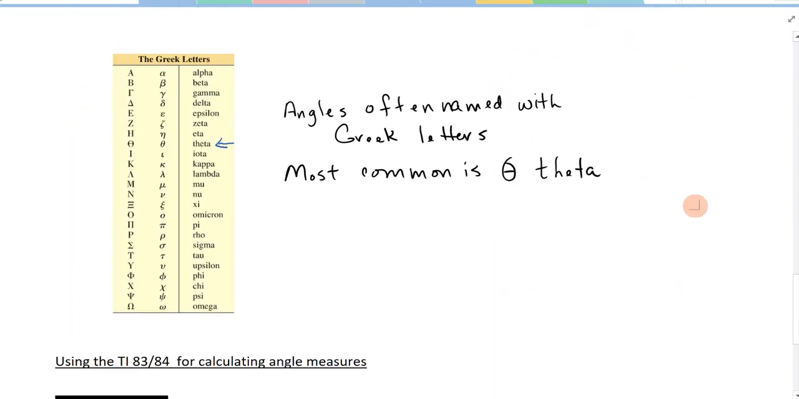Often angles are named with Greek letters, and I just put all of them in the notes here in case you see one that you don't know the name of. Most common is theta, which is right here, but we also see alpha and beta and some of these others, and so I just put that chart there for you to see.